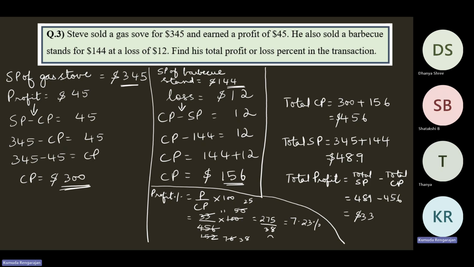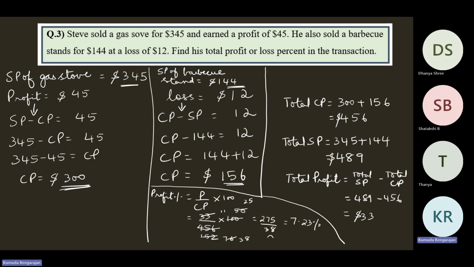Now compare the total CP and the total SP. Total SP is more. The total selling price is more than the total cost price. So on the whole, though he sold one at a profit and the other at a loss, on the whole it is a profit, because the selling price is more. So the total profit is total SP minus total CP, because SP is more in case of profit. So 489 minus 456, which is 33.